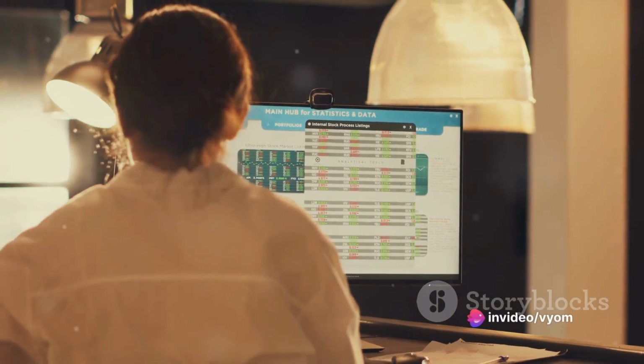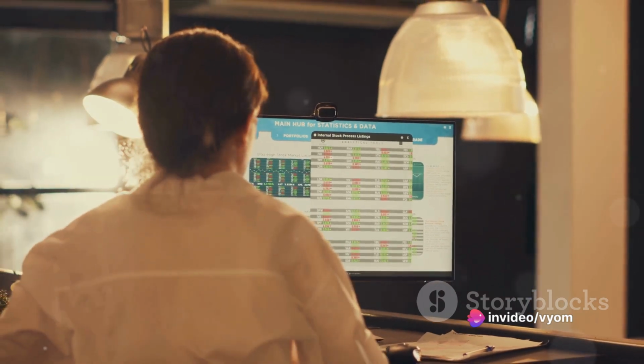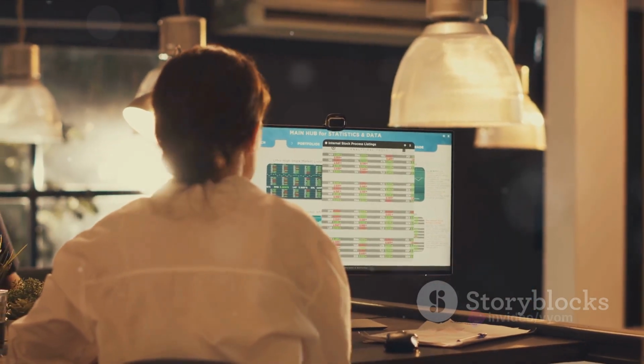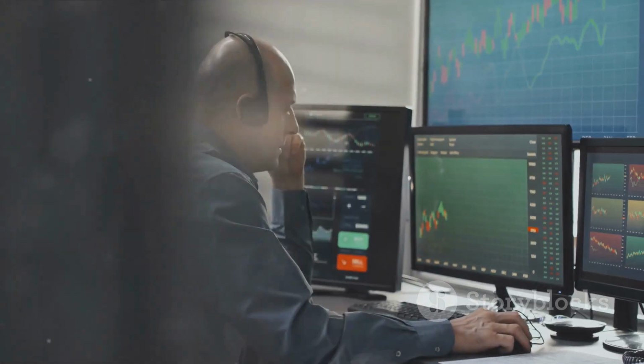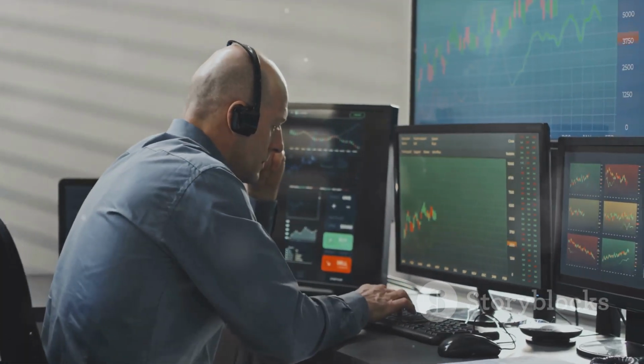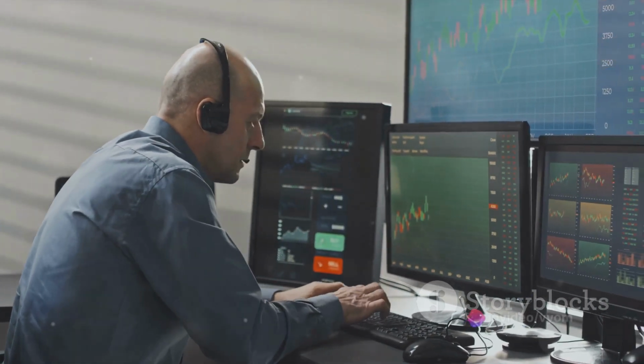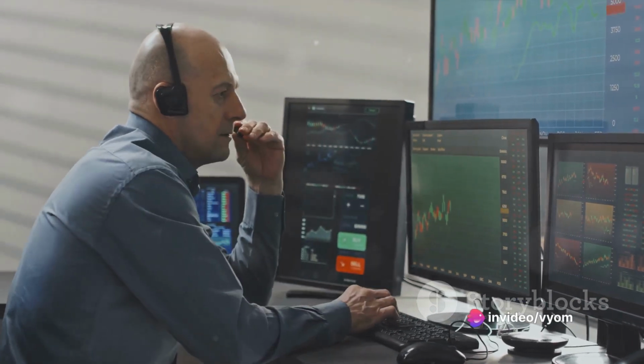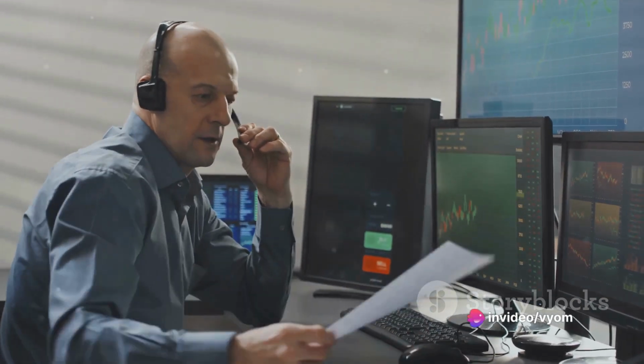It doesn't promise a 100% win rate. No tool can. However, when used correctly and in conjunction with other indicators, it can significantly increase your chances of making profitable trades. It's like having a trusted advisor by your side, guiding you through the twists and turns of the market.